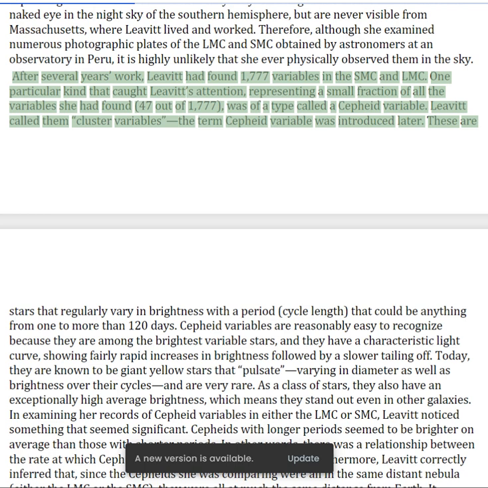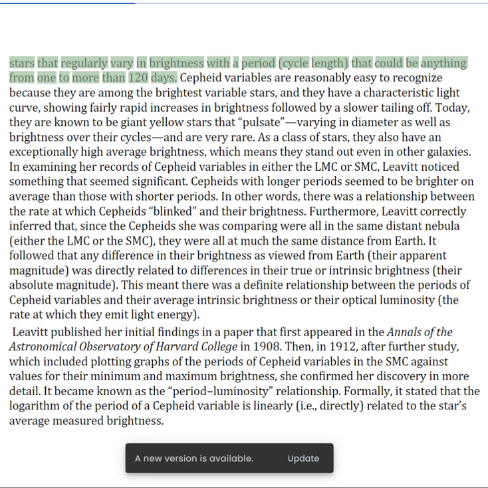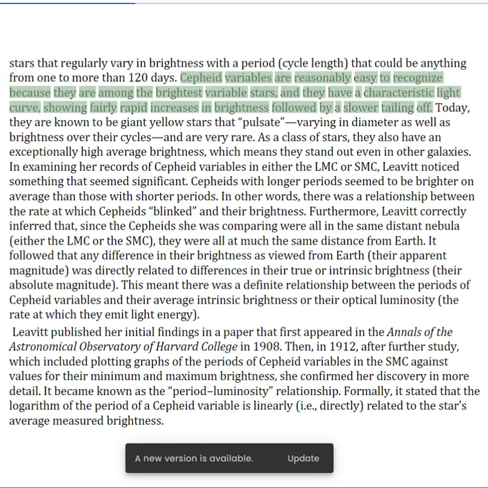One particular kind that caught Leavitt's attention, representing a small fraction of all the variables she had found, was of a type called a Cepheid variable. Leavitt called them cluster variables. The term Cepheid variable was introduced later. These are stars that regularly vary in brightness with a period that could be anything from 1 to more than 120 days. Cepheid variables are reasonably easy to recognize because they are among the brightest variable stars, and they have a characteristic light curve, showing fairly rapid increases in brightness followed by a slower tailing off.